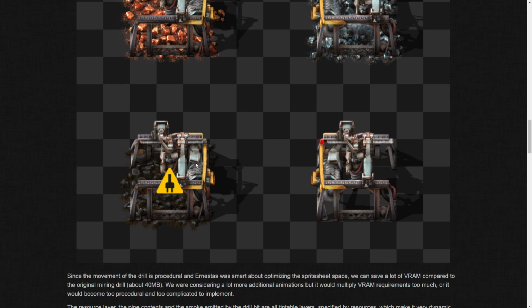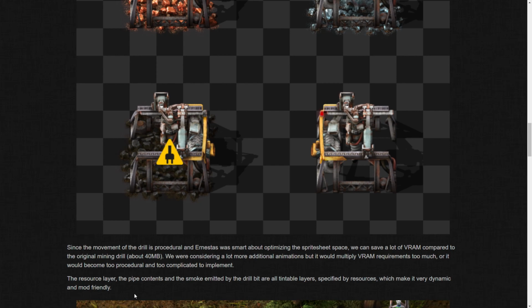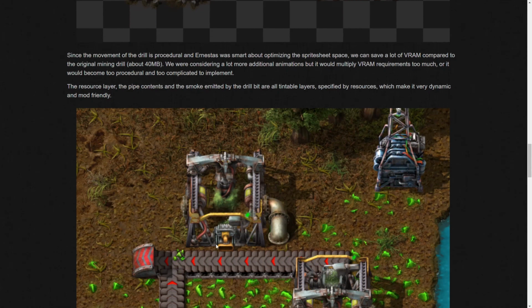So since the movement of the drill is procedural and Ernestes was smart about optimizing the sprite sheet space, we can save a lot of VRAM compared to the original mining drill, about 40 megabytes. We were considering a lot more additional animations, but it would multiply VRAM requirements too much, or it would become too procedural and too complicated to implement. The resource layer, the pipe contents, and the smoke emitted by the drill bit are all tileable layers specified by resources, which makes it very dynamic and mod friendly.